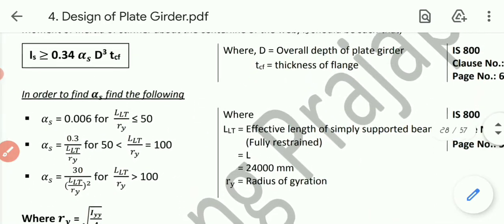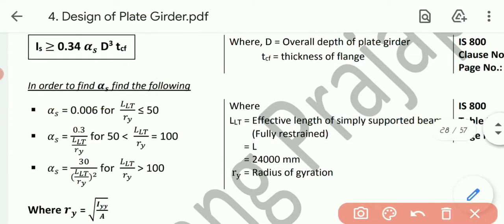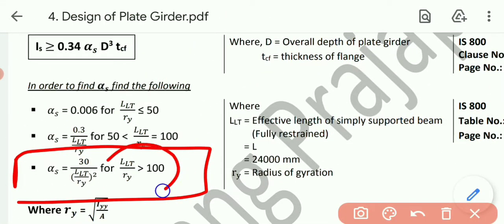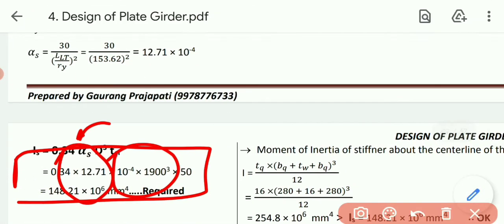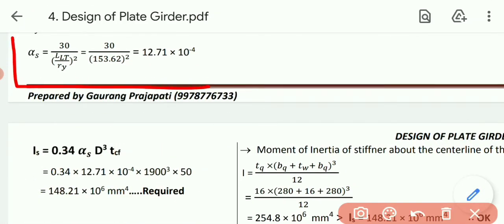So ultimately third condition will be there. See, this one is our third condition, which is greater than 100. So formula is this one, 30 divided by LLD by Ry square. So alpha s is 30 divided by LLD by Ry square. So LLD by Ry, that is 153.62 square. So ultimately answer is 12.71 into 10 raised to minus 4. That's the value of alpha s.